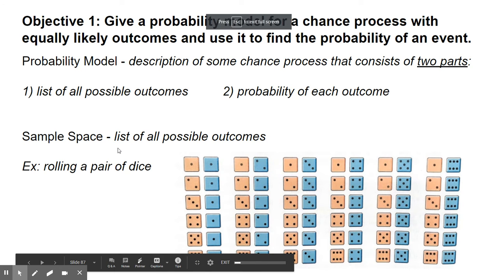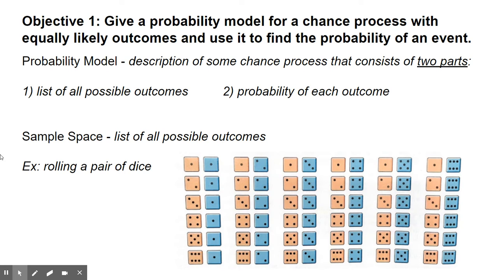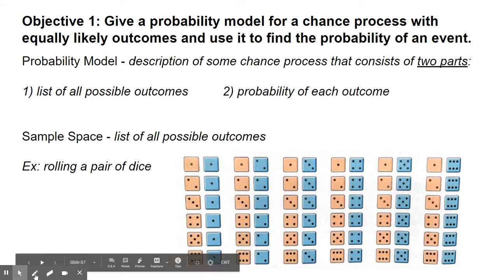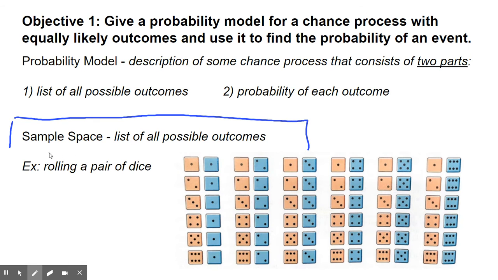All right, so we've got about 20 slides left on probability. Some of this you might know, some of this you might not. When you do probability, there are these things called sample spaces. A sample space is all of the possible outcomes. So this is rolling a pair of dice.